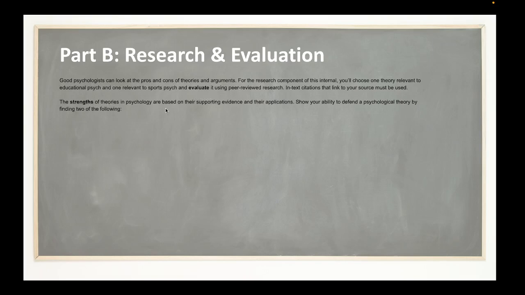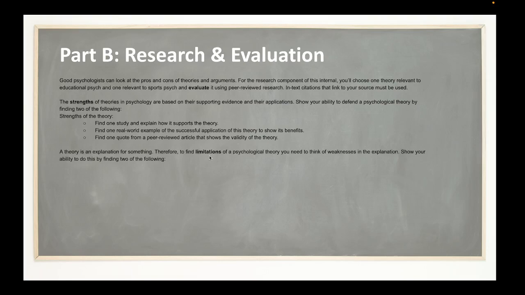So to look at the strengths of the theory, you should do two of the following. You could look at a study and explain how that study supports the theory. So you're looking at that supporting evidence for the theory. You could look at a real-world example of the successful application of this theory and showing its benefits. You could find a quote from a peer-reviewed article that shows the validity of the theory. And then you could do two of these things. Okay, and we've been practicing this in class as well.